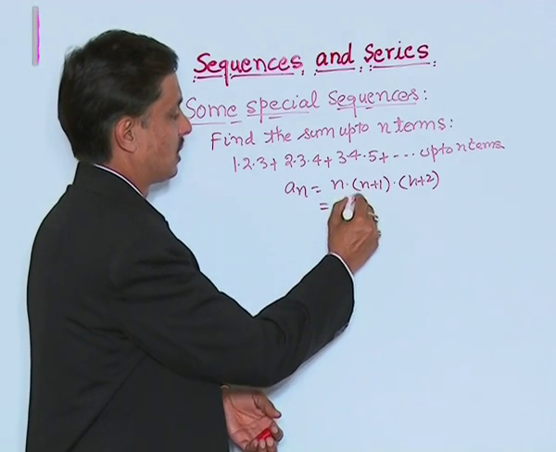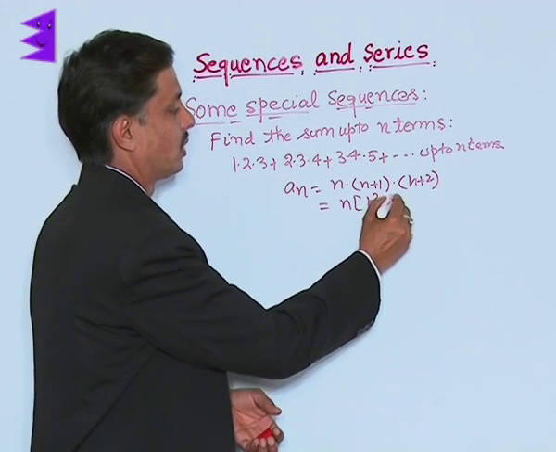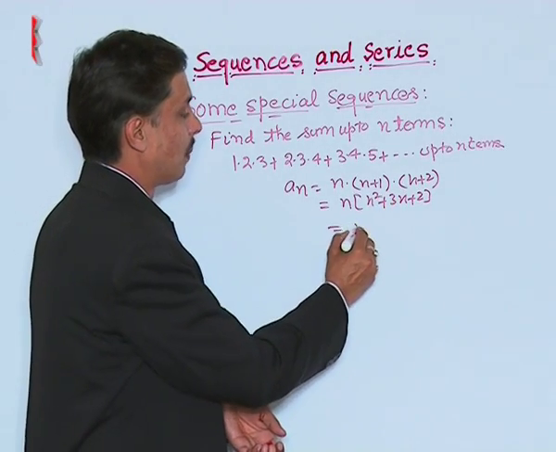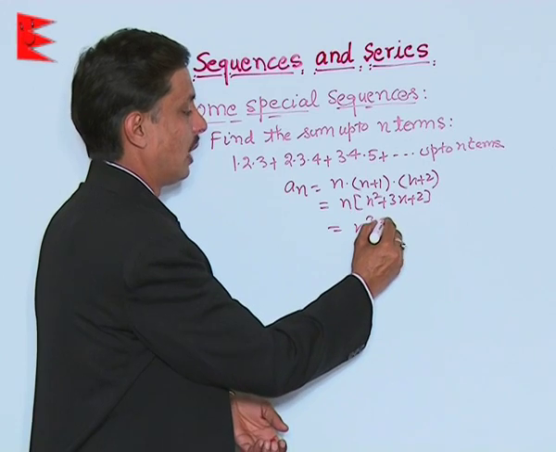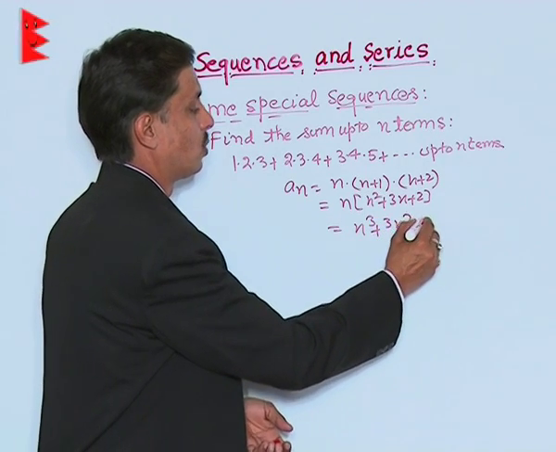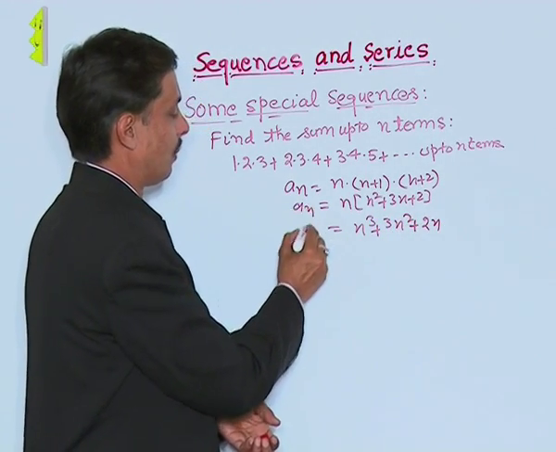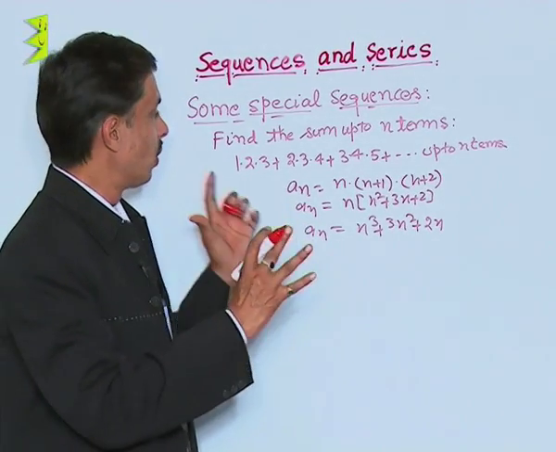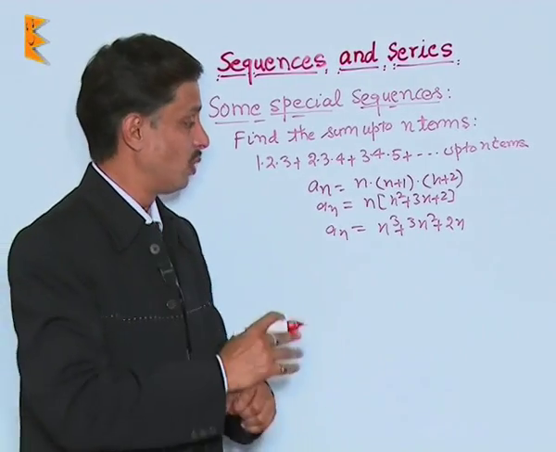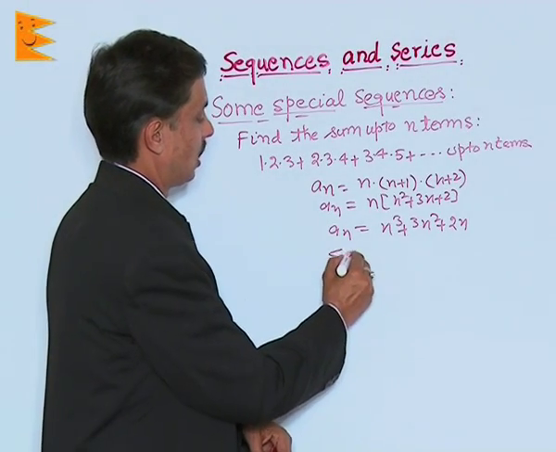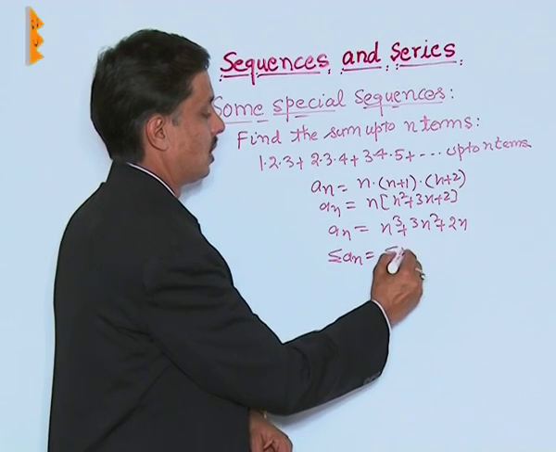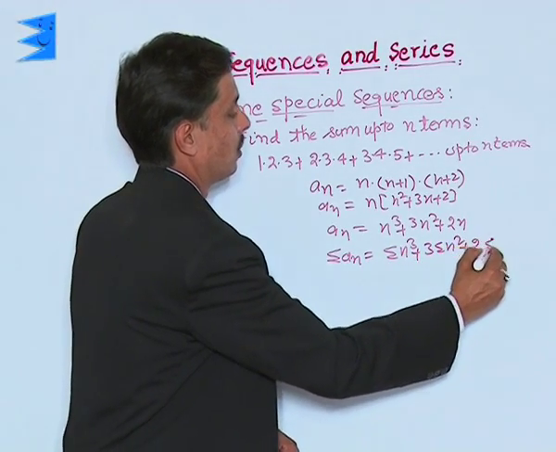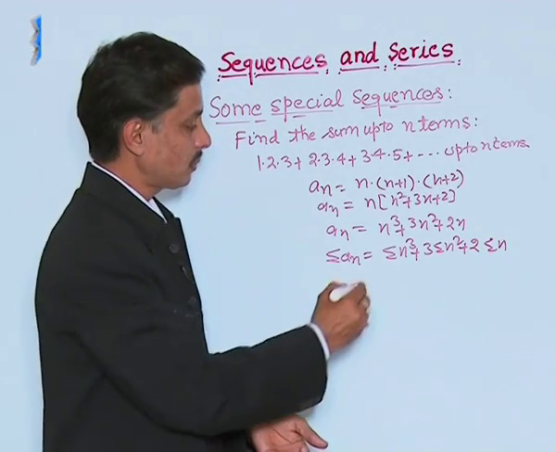On simplification, it will give us n square plus 3n plus 2. And when multiplied, finally it will give n cube plus 3n square plus 2n. This we have obtained in first go, it's a_n. But we want to find the sum, that is we want to sum up. So, sigma a_n becomes sigma n cube plus 3 sigma n square plus 2 sigma n.